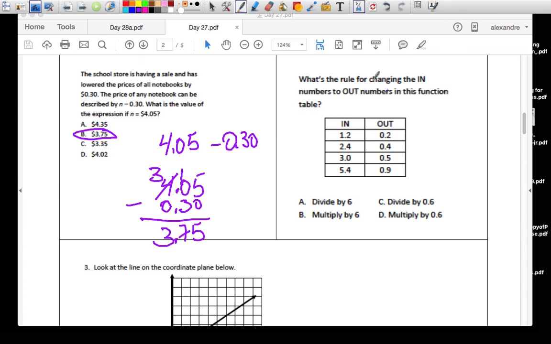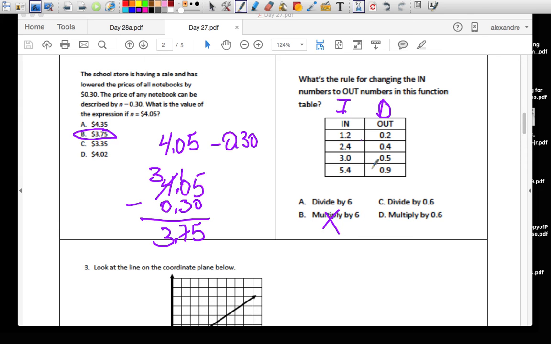B again. What's the rule for the in numbers to out numbers in this function? So, okay, this is my dependent. Remember, this is my dependent. How did these numbers become this? Let's see. Is it divide by 6? Multiply by 6? Divide by 0.6? Multiply by 0.6? You definitely know that they're getting smaller, so you can't do multiplication, because 1.2 times 6 is going to be about 7.2.